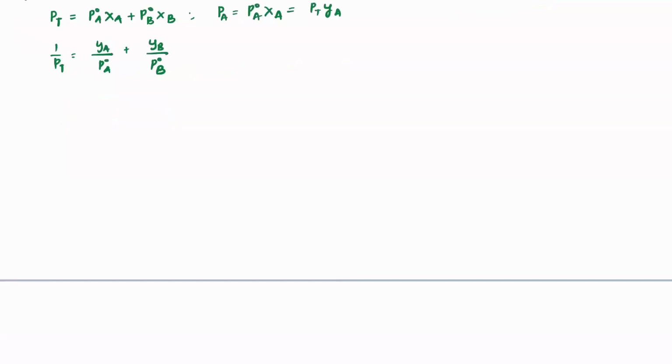We learned that in a graph we can represent a total pressure line in this format. This is the total pressure line in terms of mole fractions, Pt as a function of XA and XB, while this way, if we write it, it is P total as a function of YA and YB.